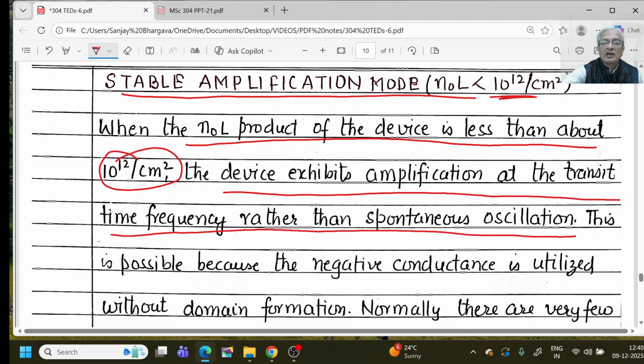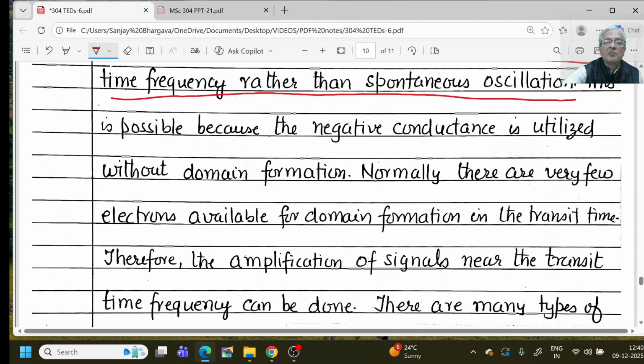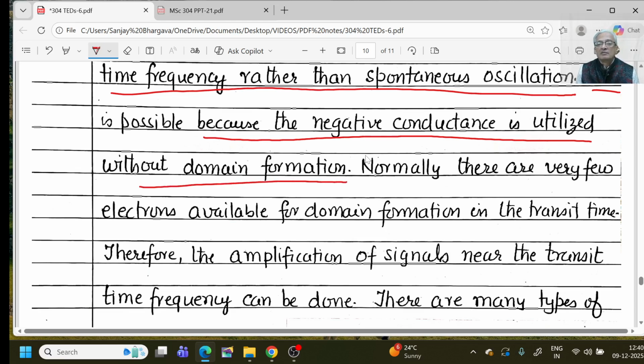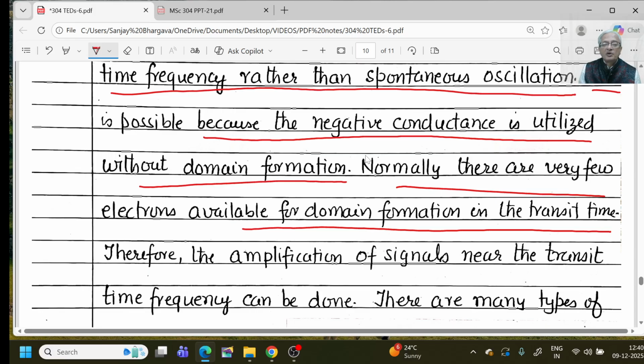तो यहाँ पर स्पॉन्टेनियस ऑसिलेशन की जगह एम्प्लीफिकेशन देखने को मिलेगा. दिस इज पॉसिबल बिकॉज द नेगेटिव कंडक्टेंस इज यूटिलाइज्ड विदाउट डोमेन फॉर्मेशन. Normally there are very few electrons available for the domain formation in the transit time. Therefore the amplification of signal near the transit time frequency can be done.